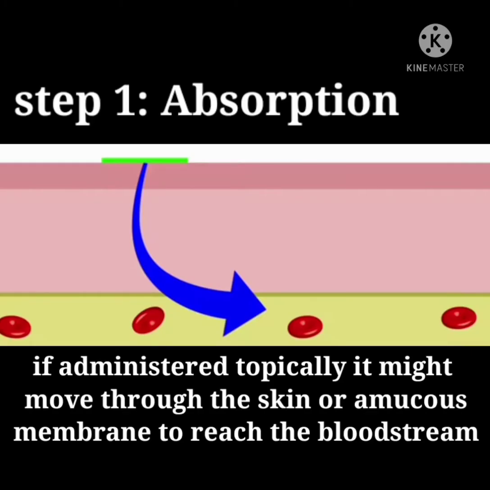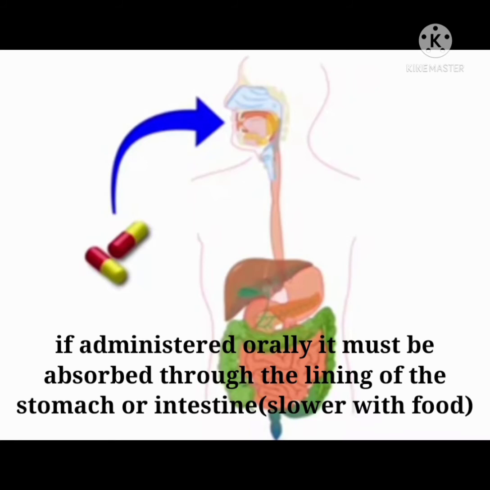The first step is absorption. If a drug is administered topically, this can mean moving through the skin or a mucous membrane and subsequently through the walls of nearby blood vessels. If administered orally, this would mean being absorbed through the lining of the stomach or intestines, a process which would be slowed by the presence of food.